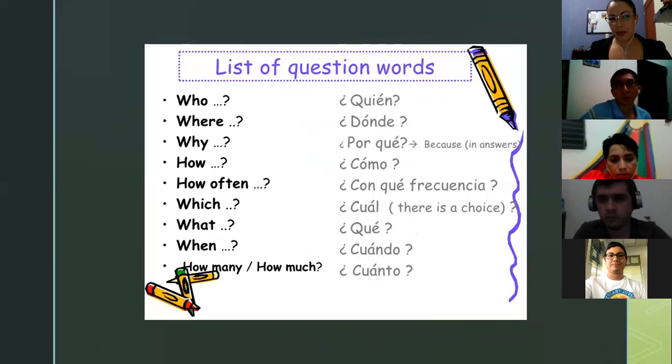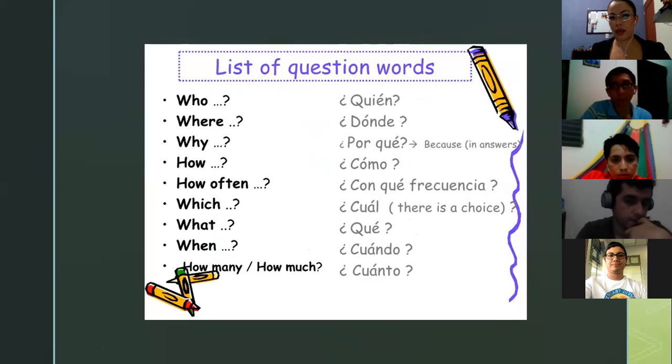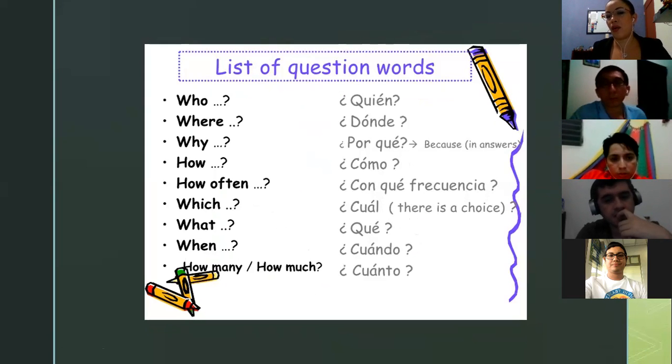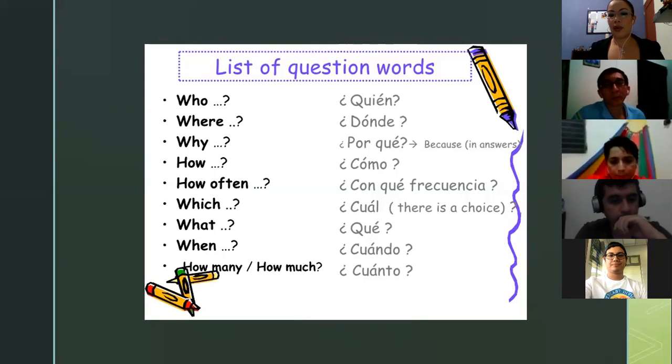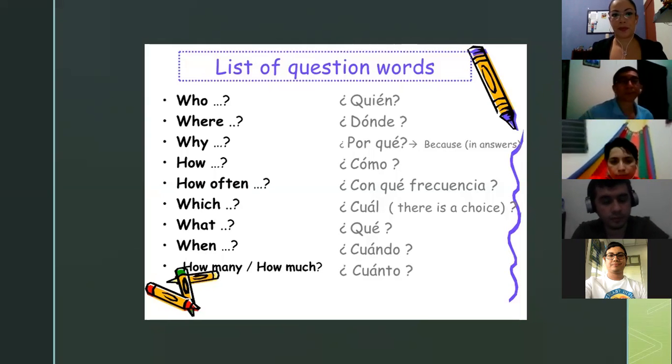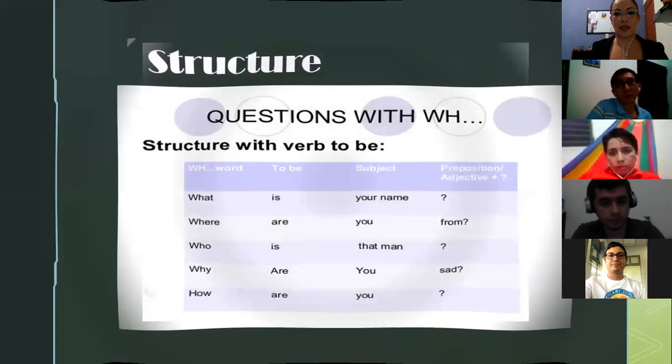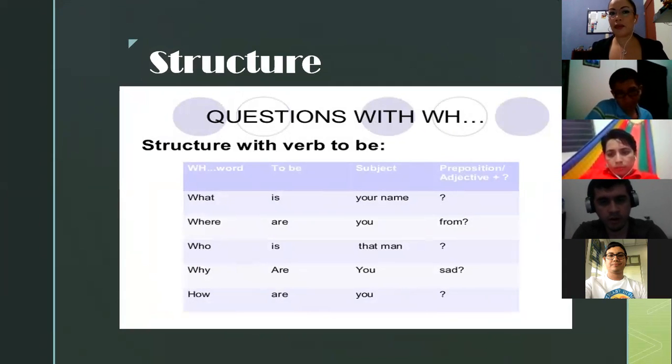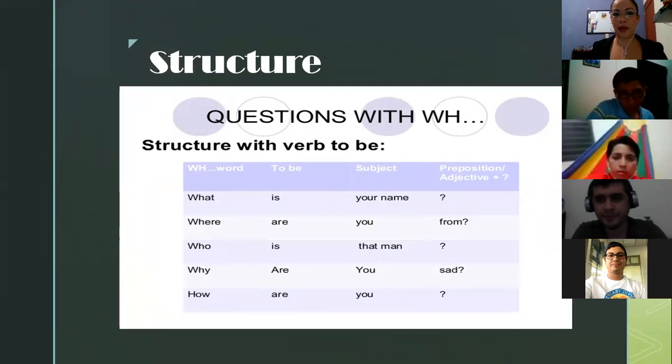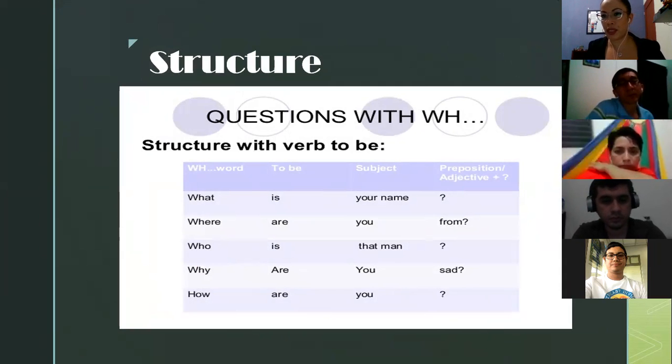And let's remember the meaning of them. For example, who in Spanish is quién, where, dónde, why, por qué. And we answer with because. Respondemos con because. How es cómo, how often, con qué frecuencia, which, cuál es cuando hay que elegir, what es qué, when, cuándo, how many and how much es cuánto. Okay? That's just to refresh the WH words. And in the exercise that you have in the platform, you are going to use WH questions with the verb to be.